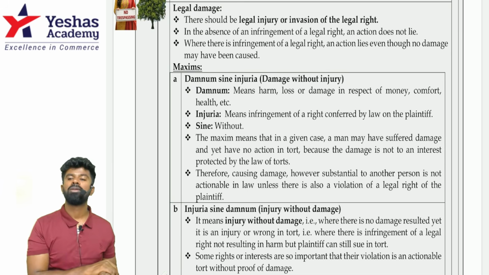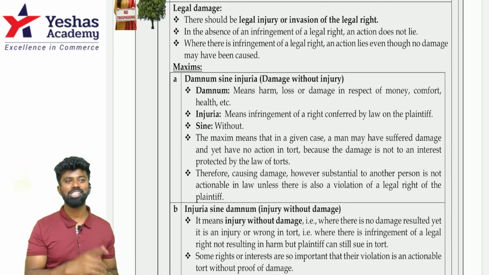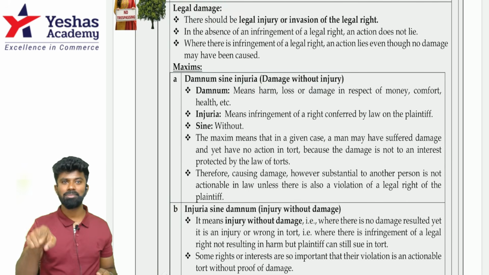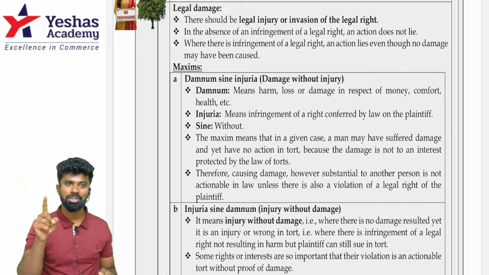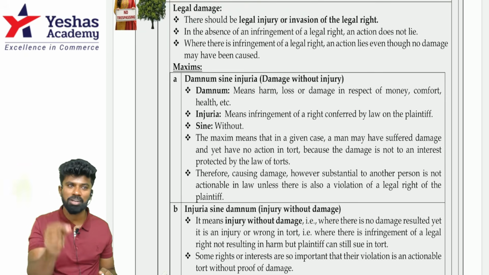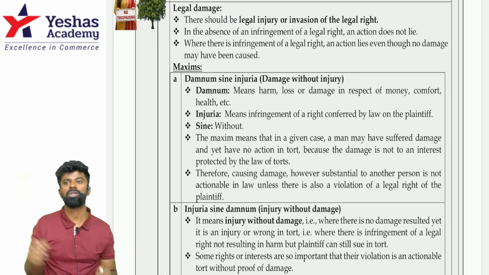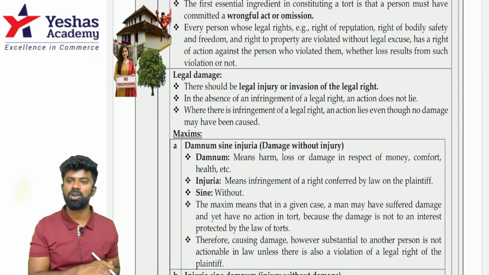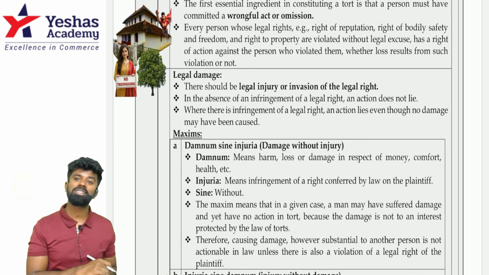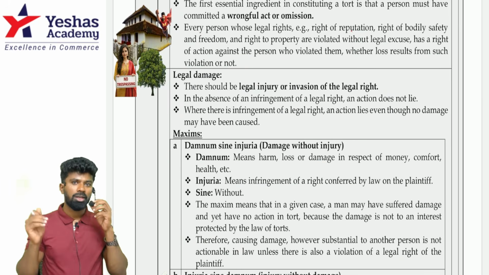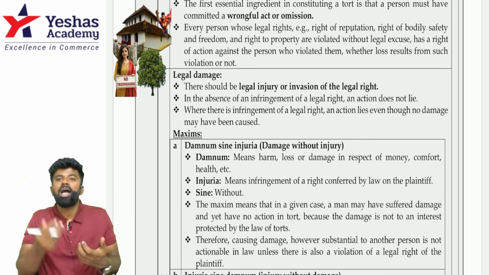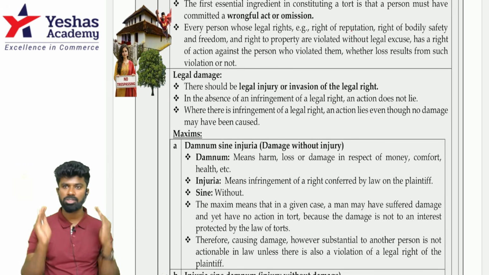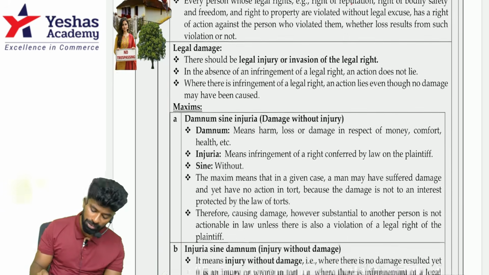Is it a tort? Damnum sine injuria. Injuria cum damnum. Injuria sine damnum. Which one is a tort? Injuria sine damnum, meaning infringement of right without the loss. Yes or no? Now tell me, in this lady example, did she suffer any financial loss? But is it a tort? Because there is an injuria. Any injuria without a damage is called a tort. Are you guys clear with this?